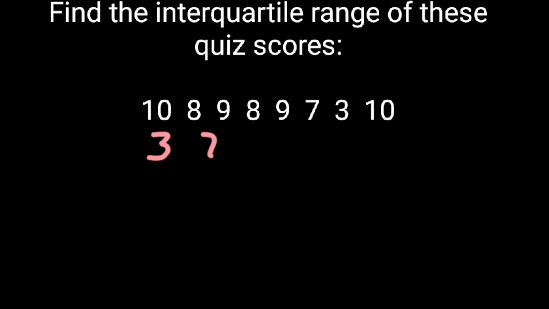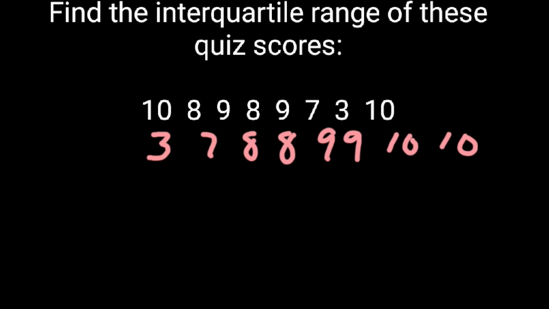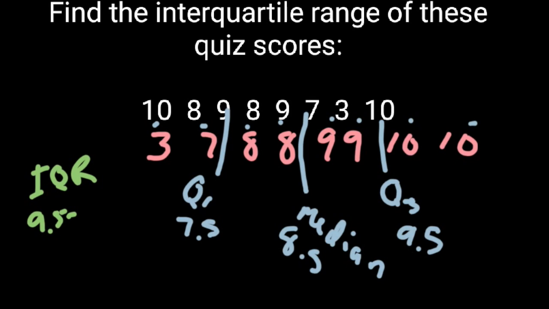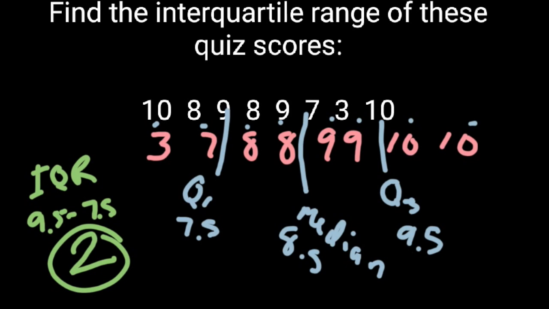So, in my quiz scores, the order is 3, 7, 8, 8, 9, 9, 10, 10. The median is 8.5. The Q1 is 7.5 and the Q3 is 9.5. So, my IQR is 9.5 minus 7.5. 2. I am consistent. The scores are about 2 points apart.